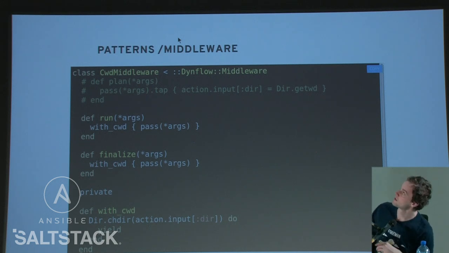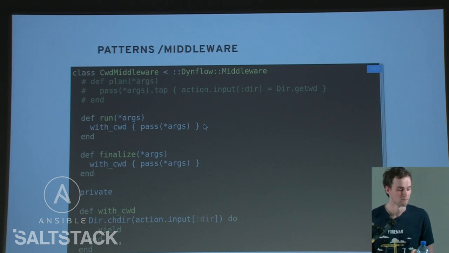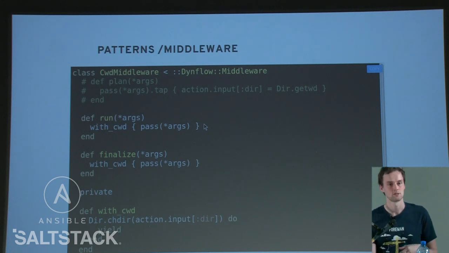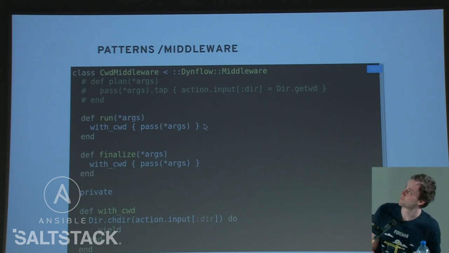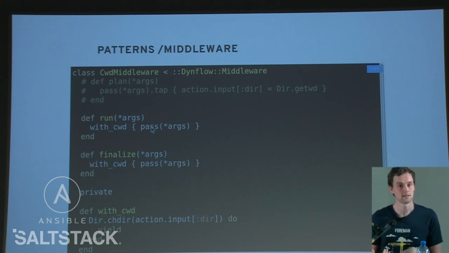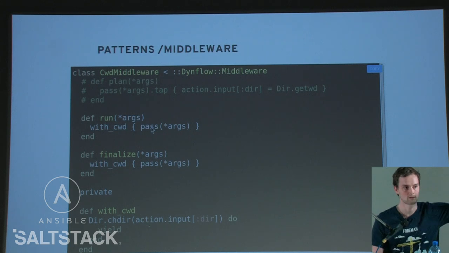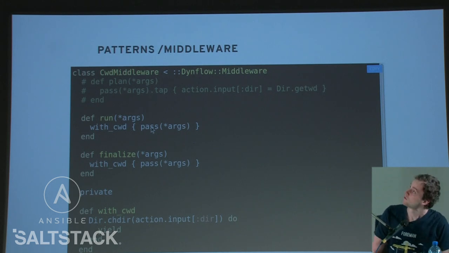So in here, I'm declaring a middleware which will change the working directory and then pass the execution forward to the step. So what's going on here? It assumes that the action has the dir key in its input, and when this gets run, the middleware takes the directory, changes the current working directory into there, and then calls pass, which moves down the middleware stack and calls the next step in there. The next step could be another middleware. You can stack them however you want. Or it could be the step, in which case, after the step is done, it starts going back up the stack.